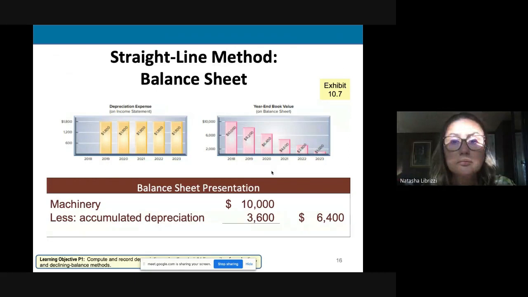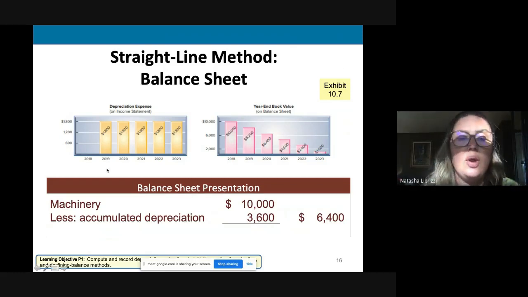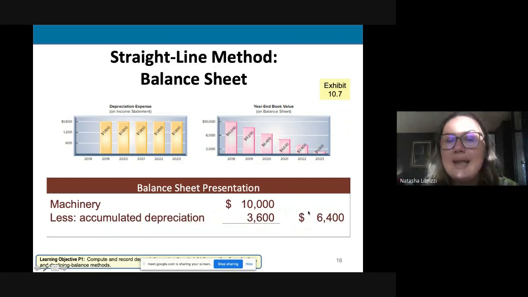Now, you can see it's an even kill how we're depreciating it. If you look at your book value, and this is a very important definition, book value is your original cost minus your accumulated depreciation. So machinery cost me $10,000, and this is 2 years down the road, so 3,600. So my book value at the end of year 2 is 6,400.